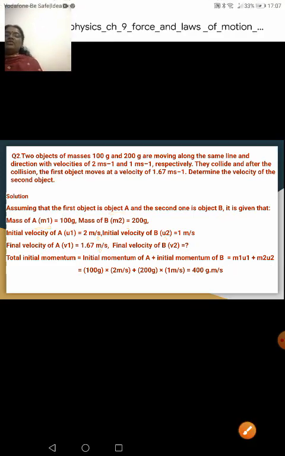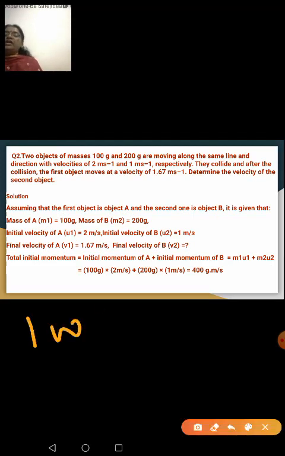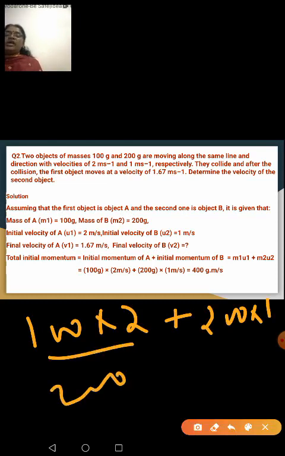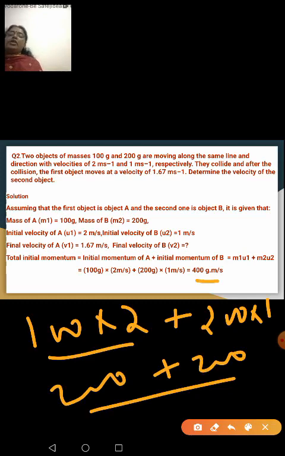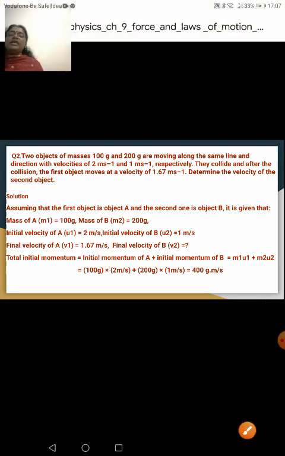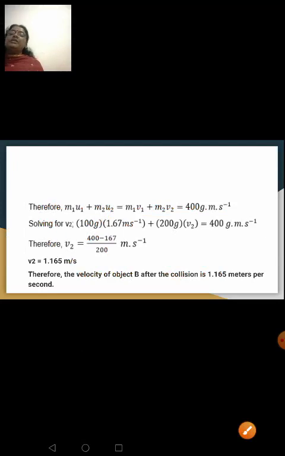So in the place of M1 you are substituting 100. In the place of U1 it is 2. In the place of M2 it is 200. In the place of U2 it is 1. So 100 into 2 is 200 and 200 into 1 is 200. So 200 plus 200 will give you 400. Therefore the total initial momentum, that is the total momentum before collision, is 400 gram meter per second. Now, see here.